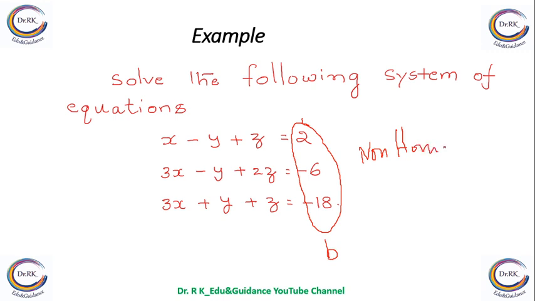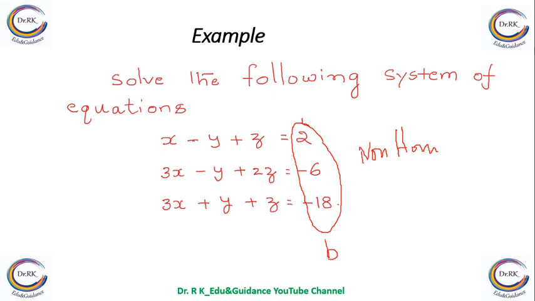Whenever we try to solve a system of equations, the first thing we have to identify is whether it is homogeneous or non-homogeneous. If it is homogeneous, then generally we think of the non-trivial solution. Otherwise, if it is non-homogeneous, then we have to think of the three kinds of solutions. Okay, so now we'll write these equations in matrix form.